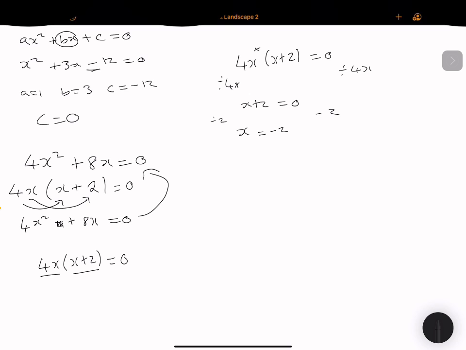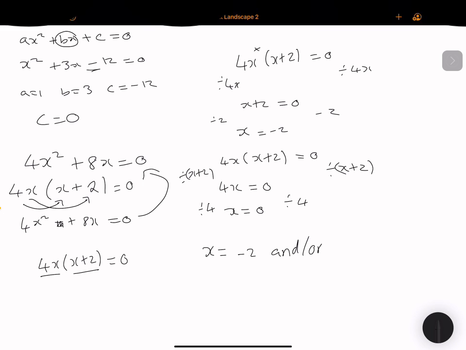Okay, now let's do a scenario where we divide by x plus 2 on both sides. So we're left with 4x equals 0. And now we solve. So divide by 4. And x still equals 0. So x equals minus 2 and/or 0.